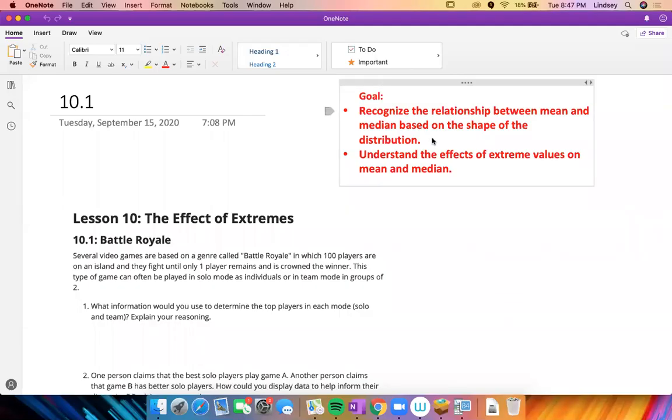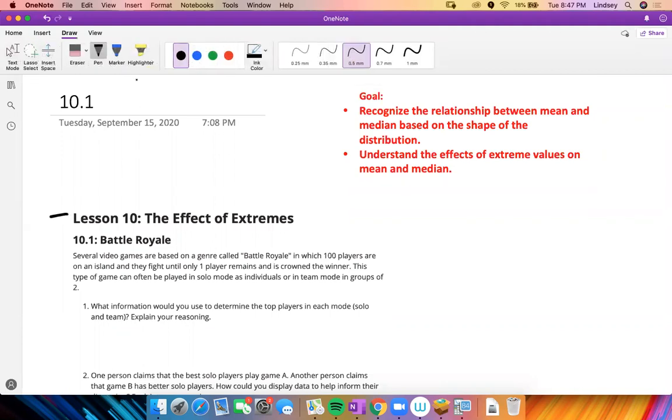Okay, so this is lesson 10. We are skipping ahead a little bit because lessons 6 through 9 basically just talk about how to do everything with technology, but we've already learned how to do that kind of simultaneously with our other lessons. So we're just going to jump right into lesson 10.